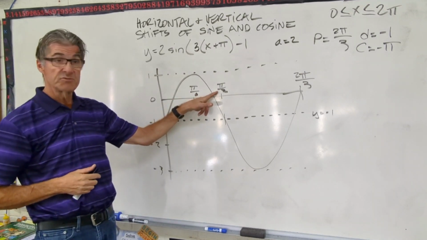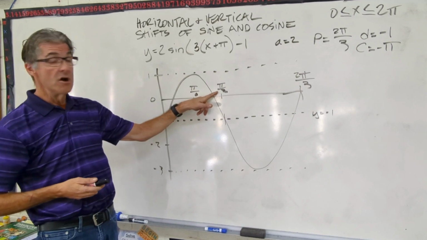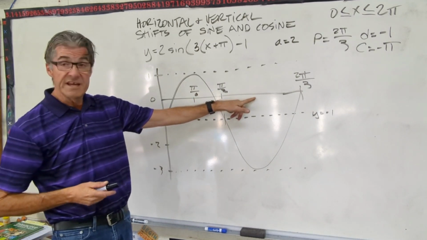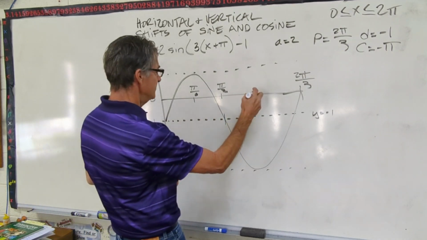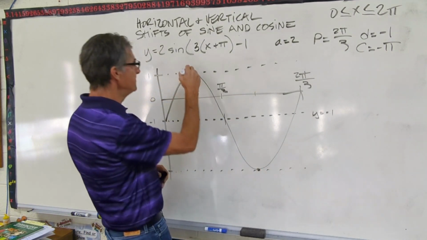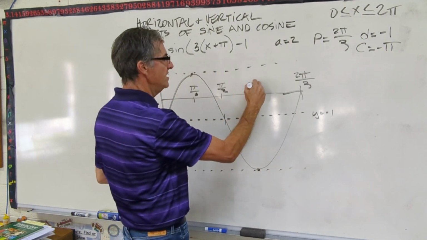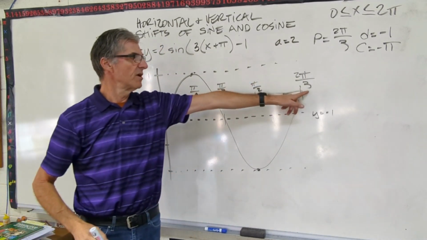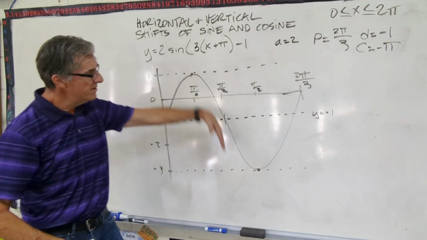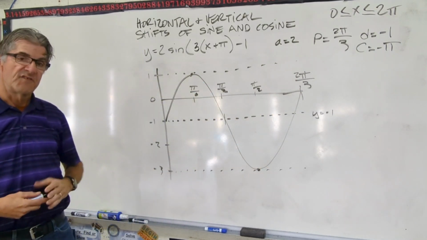That's 2 pi over 6, which reduces down to pi over 3. This would be 3 pi over 6, which is pi over 2. So that's this one for the minimum. So this is pi over 2, 1/2 pi. And then again, here we are at 2/3 pi for 1 period of our function.